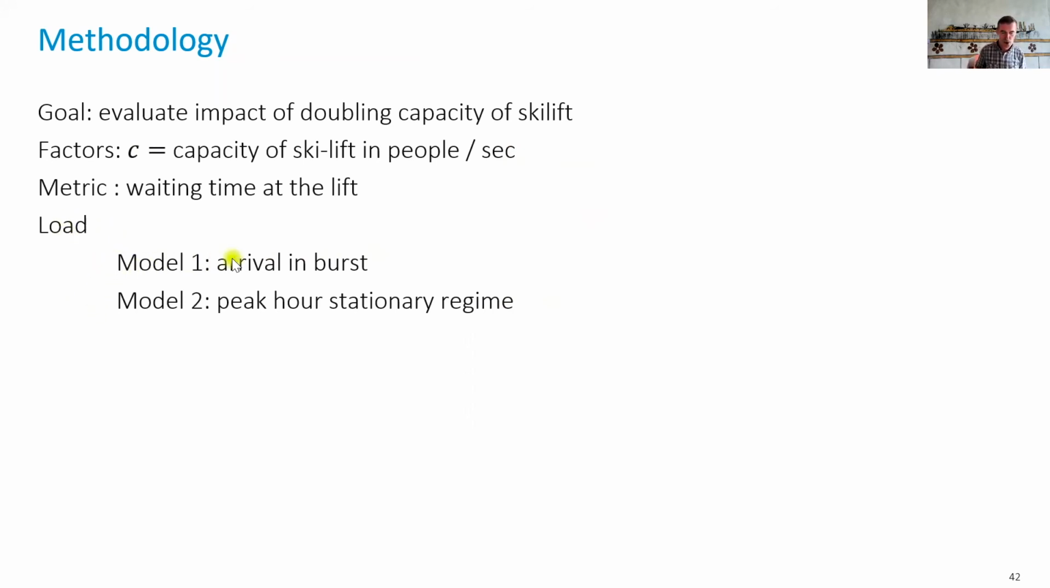Here, let me take 2 loads that may correspond to 2 very different things. Model 1, arrival in burst. So I go skiing on a Sunday morning. I wake up early for a Sunday morning and I arrive at 10 o'clock on the slopes. But there are thousands of people who had the same idea as me, and they were in the same train as me. So this is a burst arrival here.